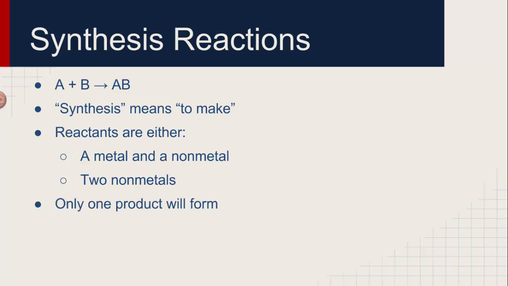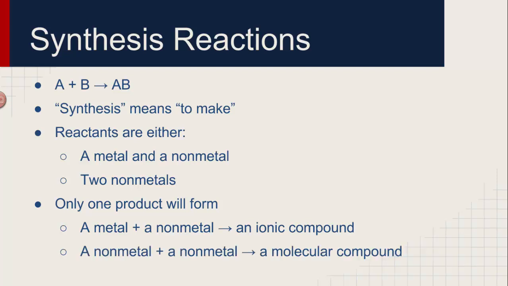Okay? We only form one product. That's the key when looking at an equation. One thing on the right, one substance formula on the right. Okay? If the 2 reactants are a metal and a nonmetal, then that product will be an ionic compound. If the 2 reactants are 2 nonmetals, then the product will be a molecular compound. So it's pretty simple, actually.